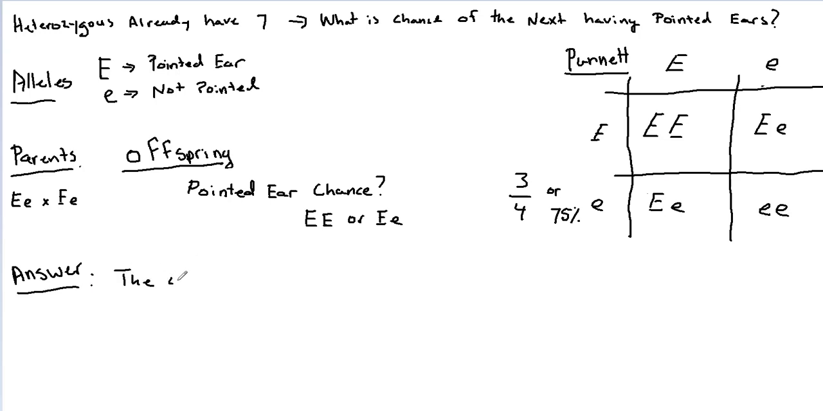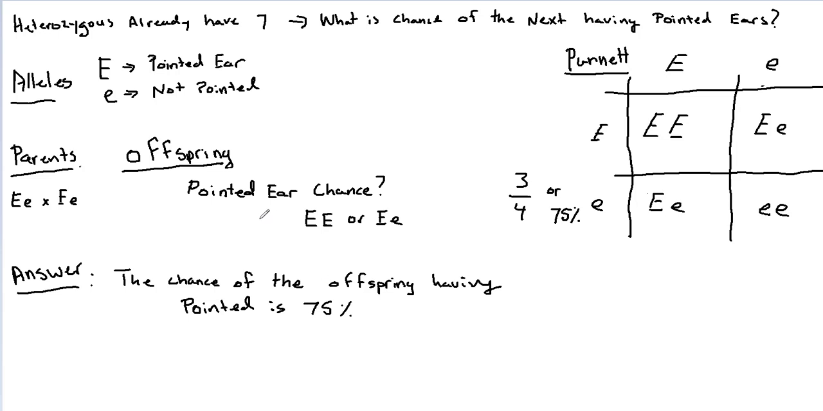The chance of the next offspring, and so those other offspring didn't really matter because they're already born. It'd be different if it was asking what are the chances of getting 7 in a row with, say, not pointed ears, and we won't even ask a question like that in this course, but let's just stay with the question here. So the chance of the offspring having pointed ears is 75%. Just write that out. Pointed ears is 75%.